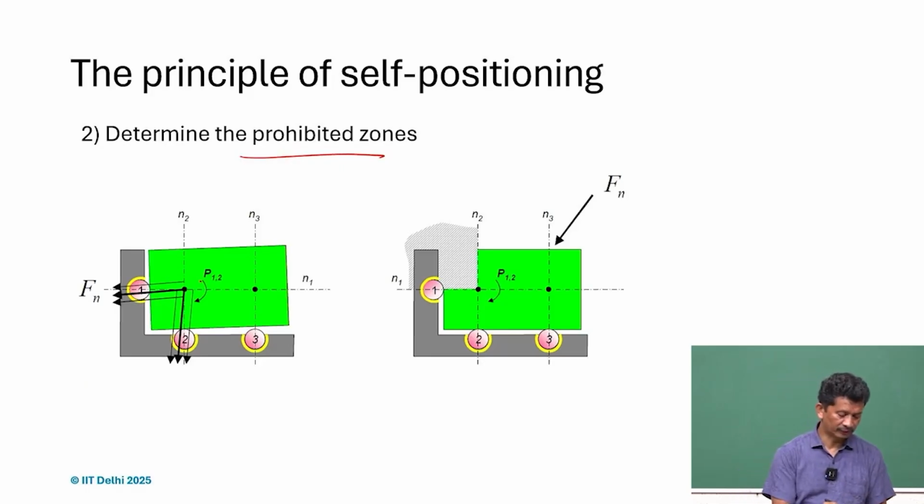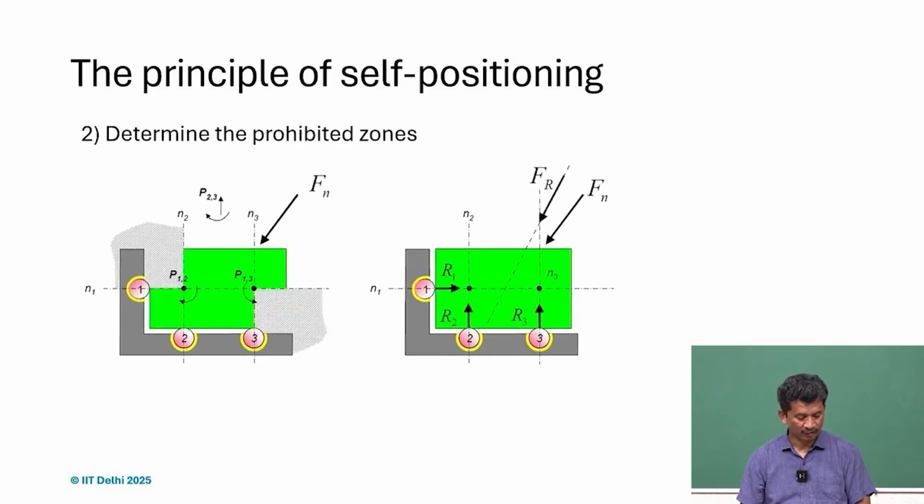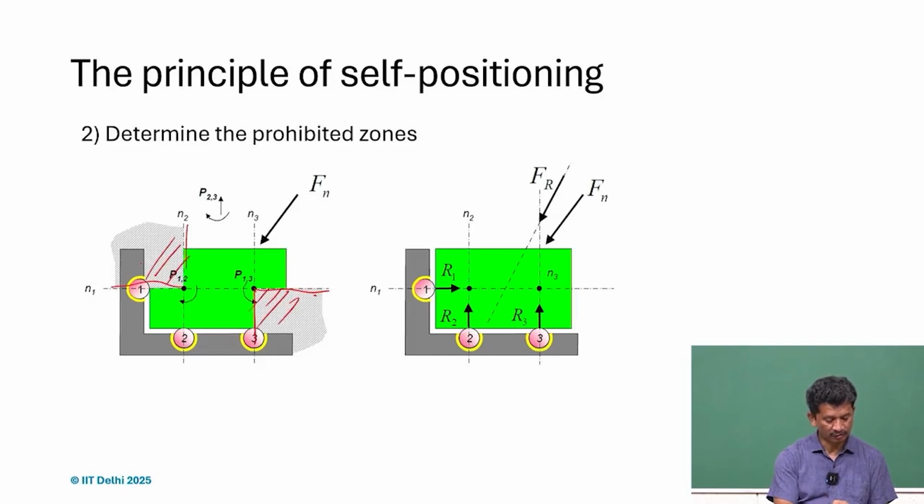If you look at these forces and P12, we realize that if this zone is crossed, for Fn, if we deviate a little bit left, right, up and down, we can see which one is good for us. This shaded region is not allowed, because it conflicts with our requirement. So that is a prohibited zone, and one by one we can find the others. Similarly, this is not good, this is not good, right?